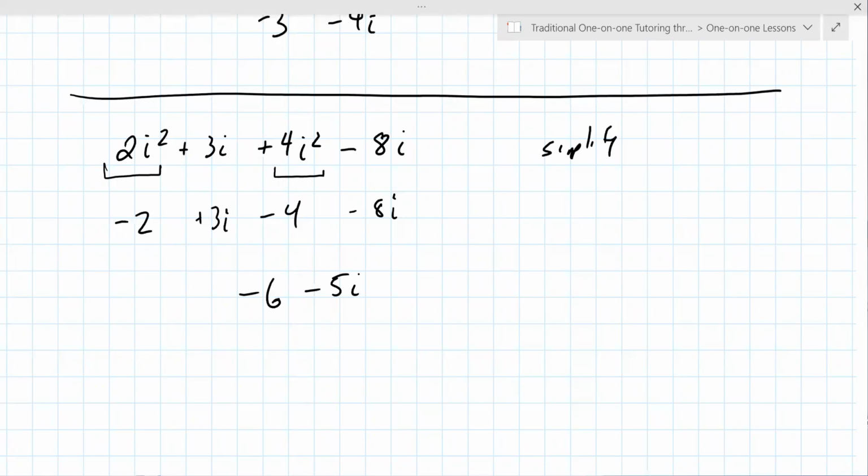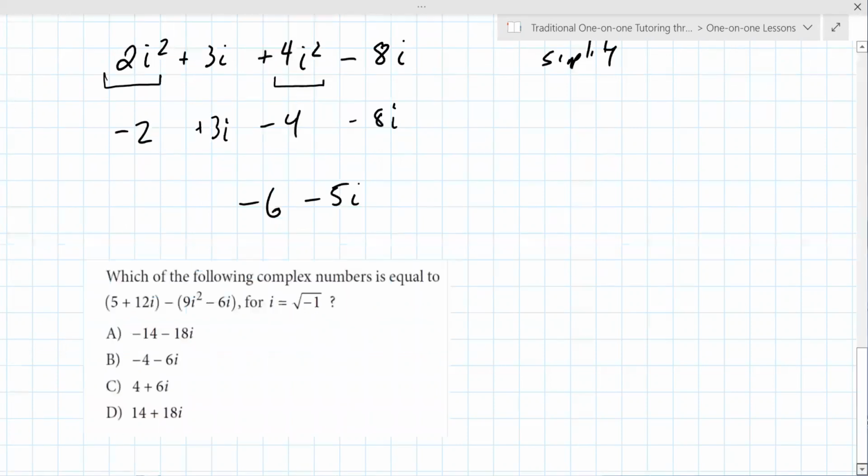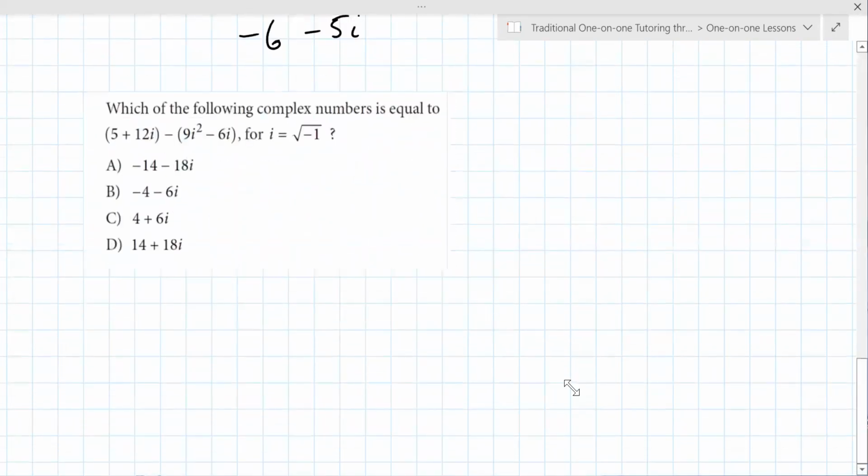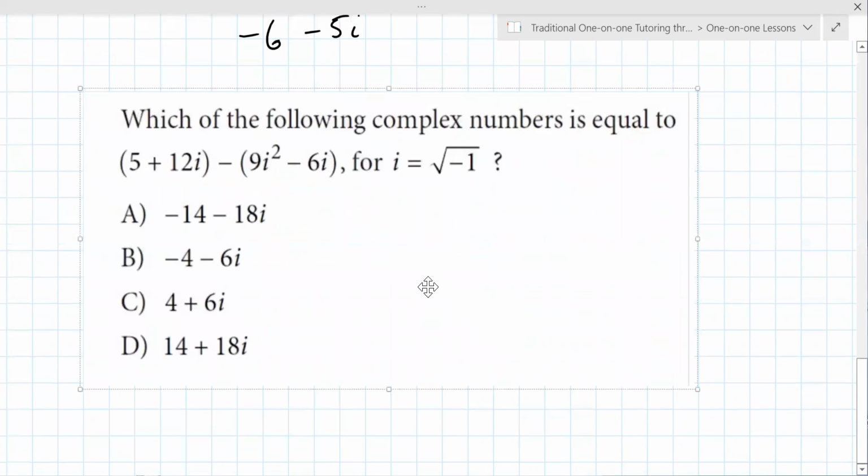So now let me give you a question based on that, and you have to do a bit more work here. You do have to use the i squared thing, but there's also a little bit of distributing that needs to be done. So take a look at this question. If you have any questions, please let me know, but go ahead and give this a try, please.